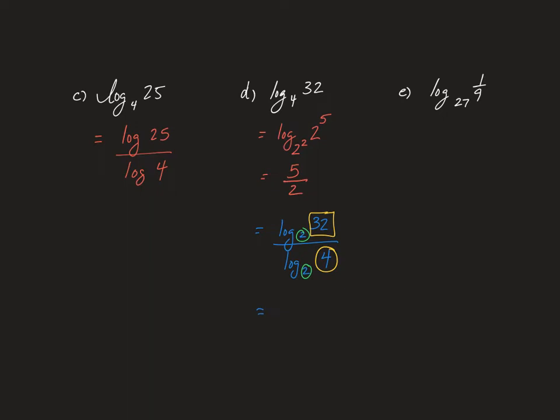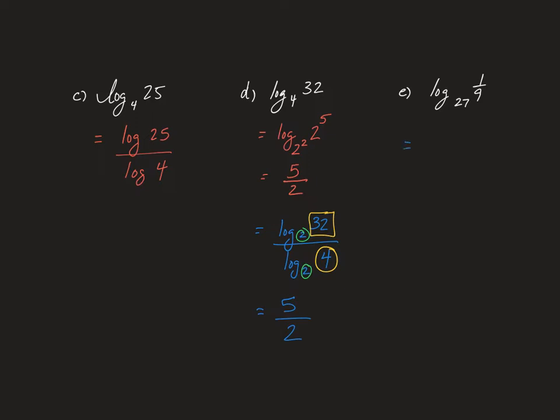2 to what exponent gives me 32? And 2 to what exponent gives me 4? And we come in on the same line. So this gives you an alternate way to be able to evaluate logs. Having many options is good for us. So let's take a look at E, and really what I'm going to focus in on is the blue method.